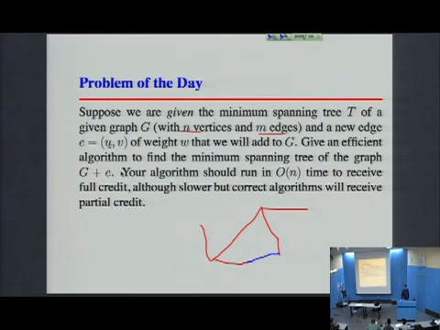Perform a breadth first search, starting from the new edge you're adding, so start at either the start or the end vertex of that edge. Start here, and you want to do a breadth first search until you find the other edge.